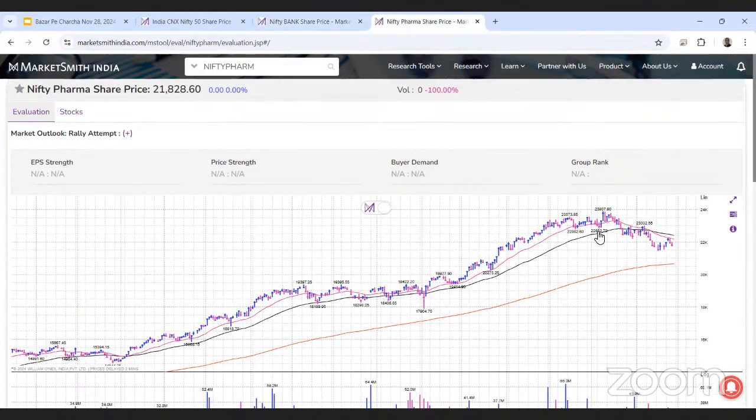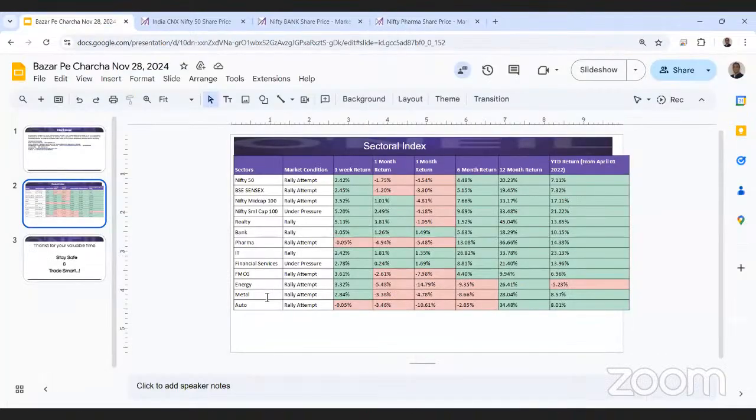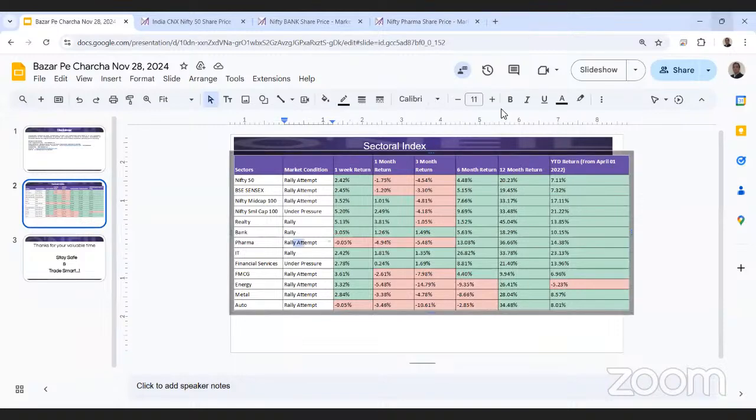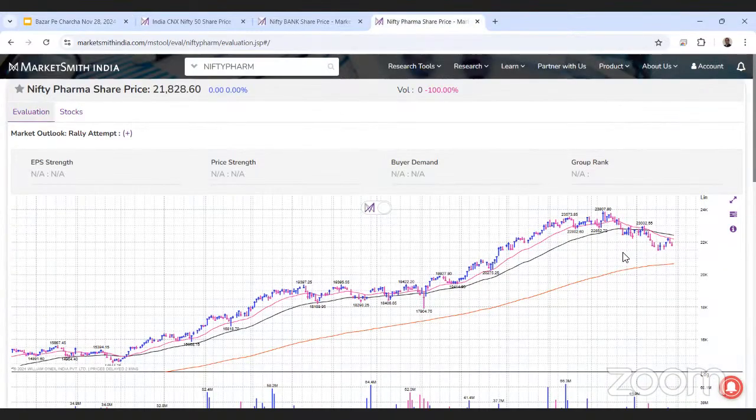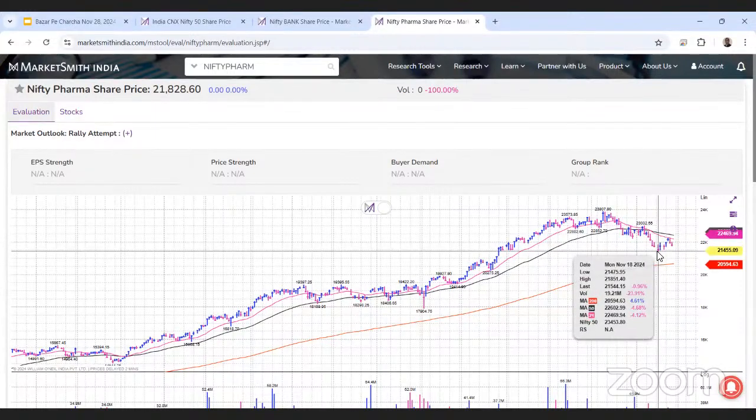Next, pharma. So pharma is in a clear-cut downtrend. Even as per O'Neill methodology, pharma is in a rally attempt. Rally attempt means that after a downtrend, it has not registered a fresh low in at least the last three trading sessions. On 18th November there was a new recent low, and after that, for almost six trading sessions, it has not breached that low. That's why it is in a rally attempt.